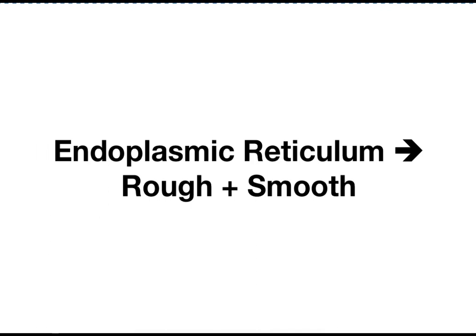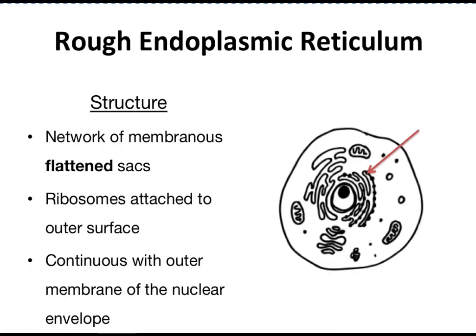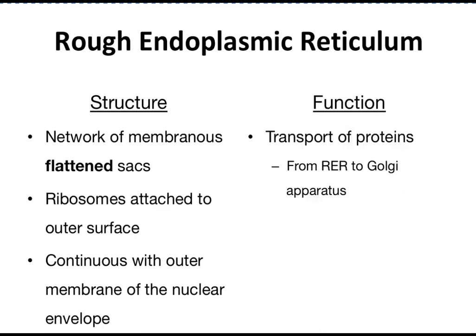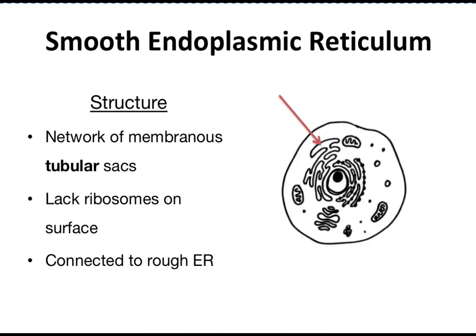Endoplasmic reticulum. There are two types of endoplasmic reticulum, both rough and smooth. First is the rough endoplasmic reticulum. It's a network of membranous flattened sacs with ribosomes attached to its surface, and hence this gives the endoplasmic reticulum its rough characteristics. It's continuous with the outer membrane of the nuclear envelope. The function of the rough endoplasmic reticulum is that it helps transport proteins to the Golgi apparatus. These proteins are synthesized by ribosomes found on its surface, and are transported through transport vesicles.